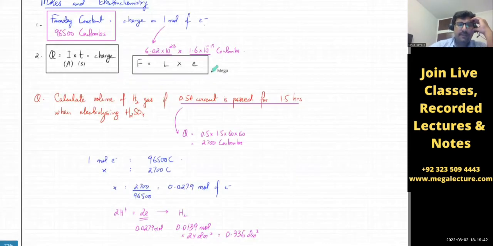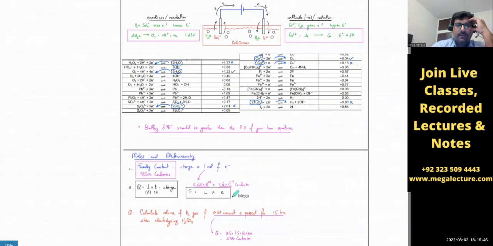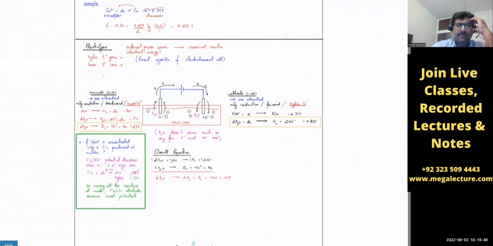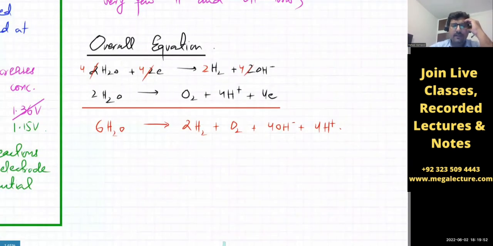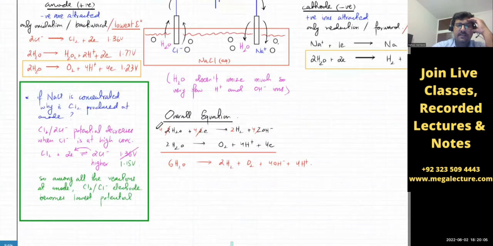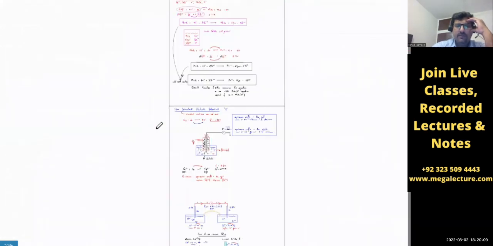We did this many times, like over here. How do you make an overall equation? You had a reduction equation, where 4 water molecules gained electrons to form H2 and OH- ions, and an oxidation equation where electrons were being lost. You added them up and got the overall equation, right? और भी जगहों पे किया था. So this is basically what you do.